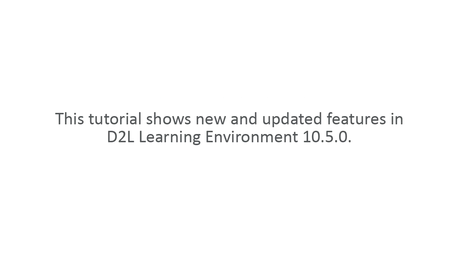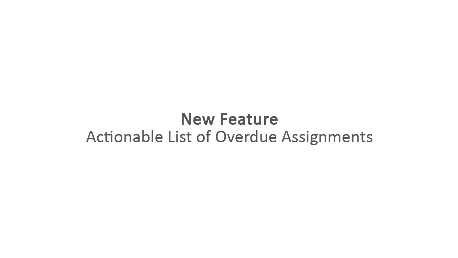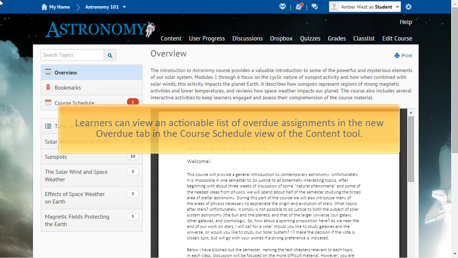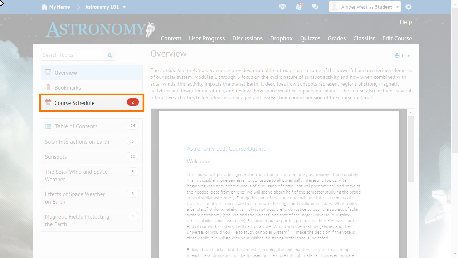This tutorial shows new and updated features in D2L Learning Environment 10.5.0. Learners can view an actionable list of overdue assignments in the new Overdue tab in the Course Schedule view of the Content tool. To view overdue assignments, from Content, click Course Schedule.